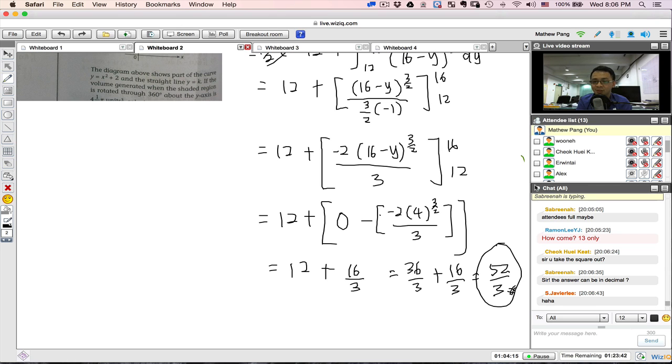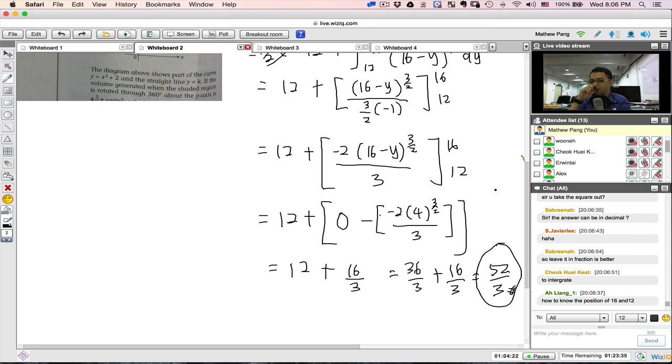So, you take the square out. What do you mean by take the square out? To integrate. So, leave it in fraction. Yes, leave it in fraction is better. How to know the position of 16 and 12? Yes. So when you do the integration, we always substitute this value first, minus we substitute the bottom value. And then the bigger value we always write on the top. Smaller values we always write on the bottom. Okay?